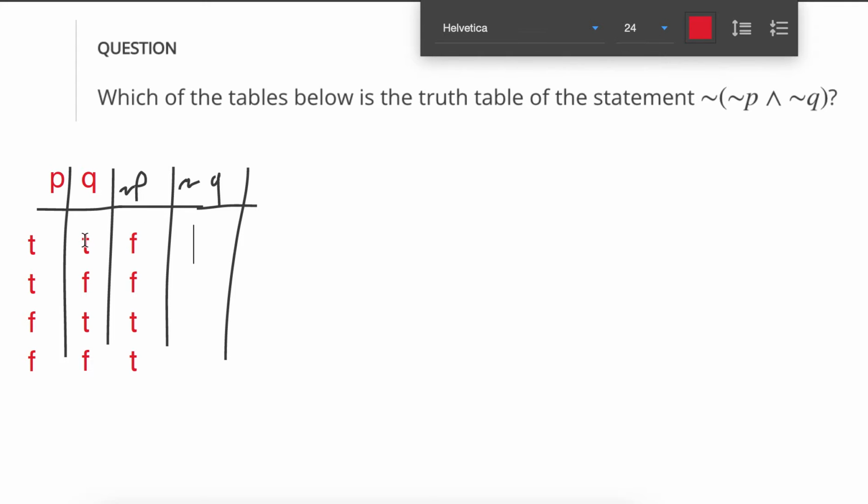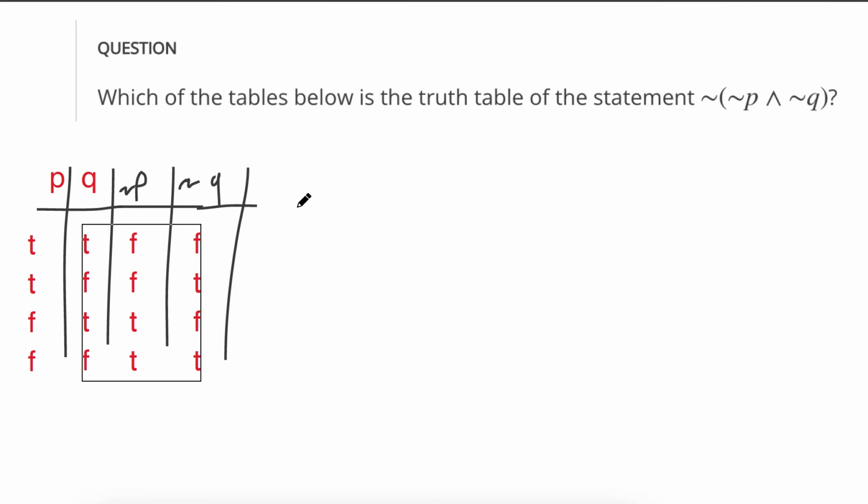If Q is true, then in this row the negation of Q is false. You're just alternating those. So Q is false in the second row, so the negation of Q is true in the second row. Q is true in the third row, so the negation is false. Q is false in the fourth row, so the negation is true.